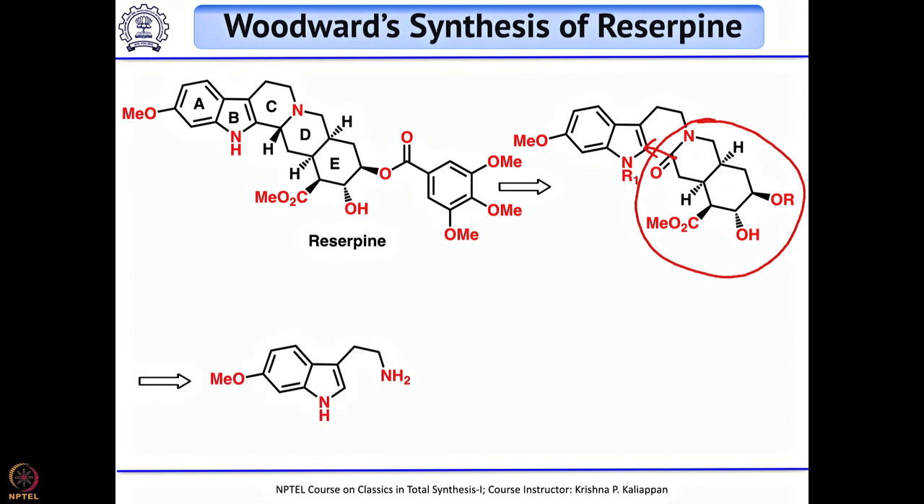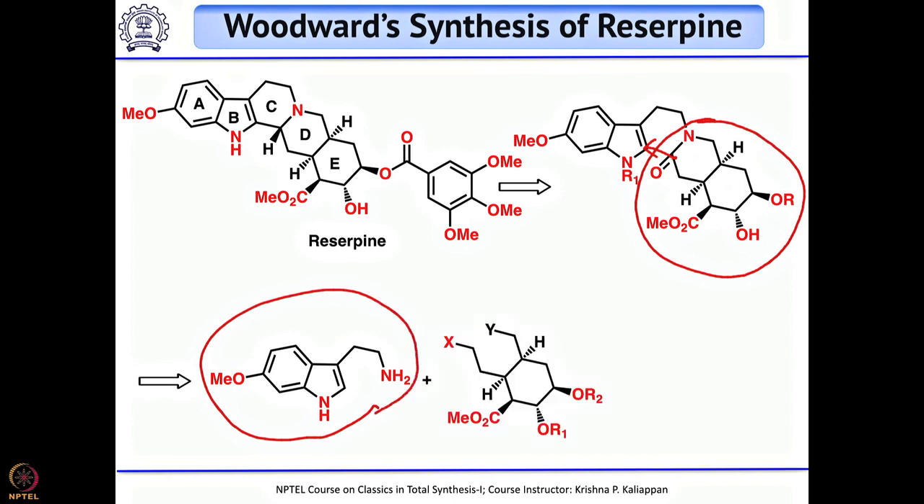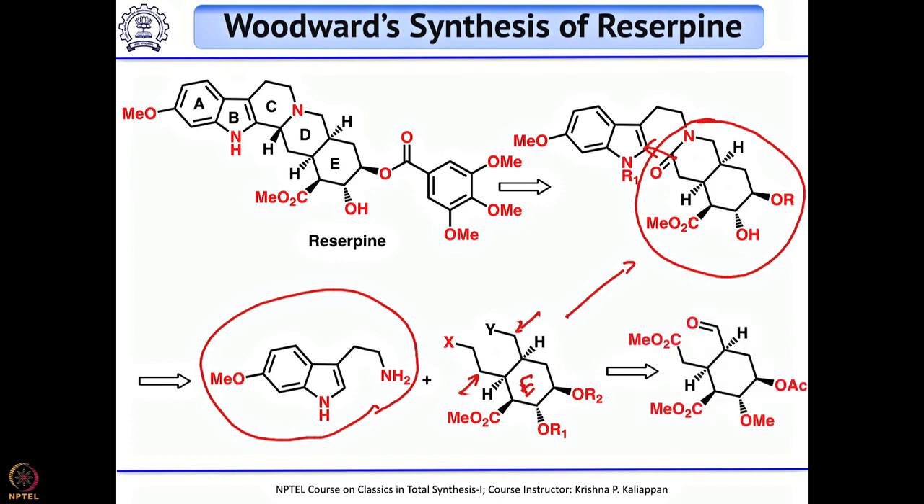And once you have this, so this is a commercially available compound, 6-methoxytryptophan, and if you have the E ring with two substituents, then it should be possible to make this. That was the idea, and this can be obtained from this aldehyde.